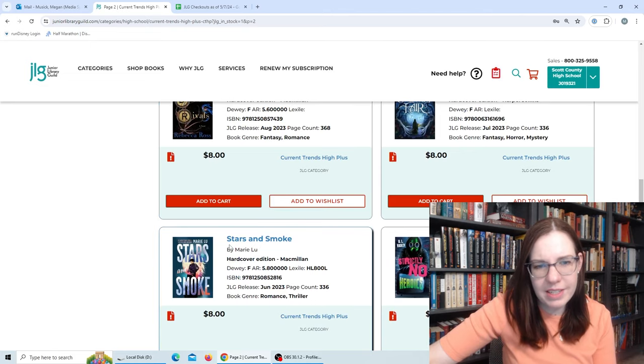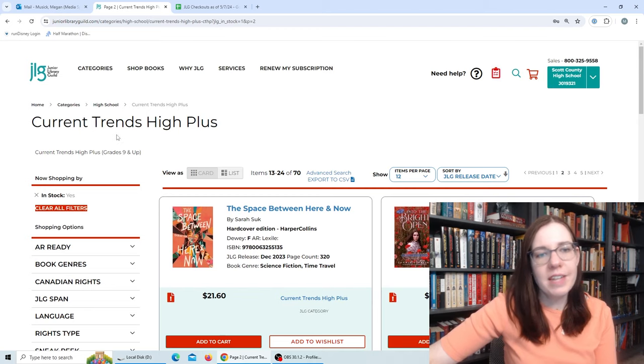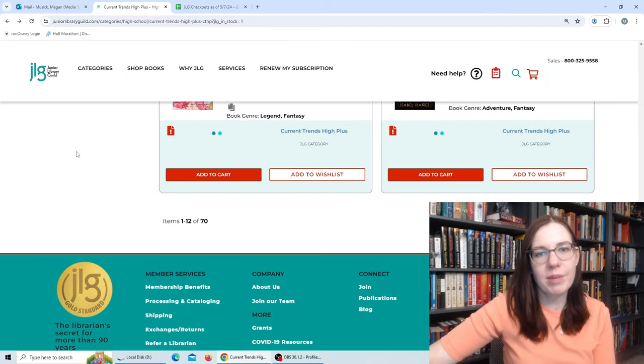Yeah, I don't think this is the best category because I don't think these were super popular books. A lot of fantasy. So I know it says current trends, but they are not current trends in my library when I look at the stats.